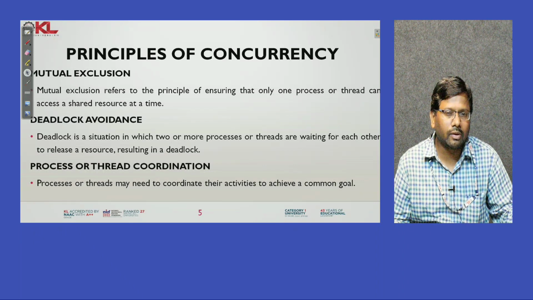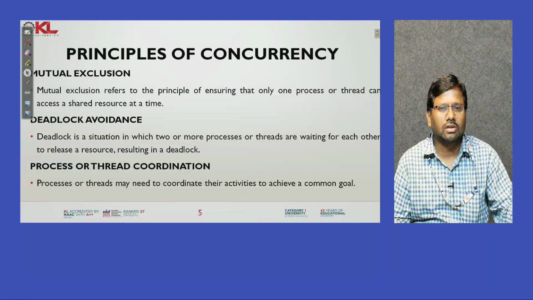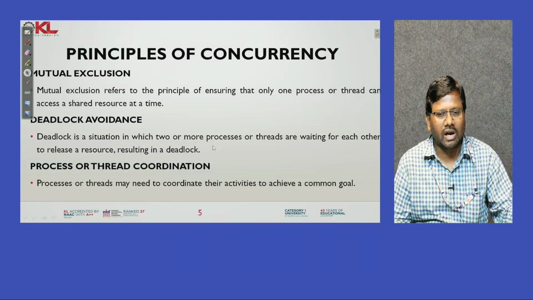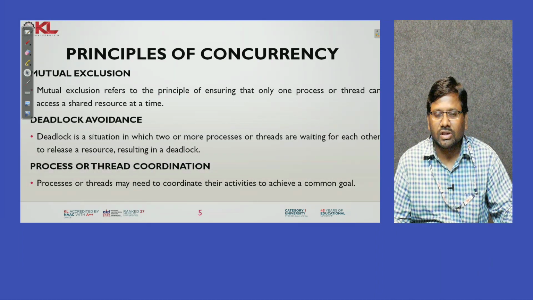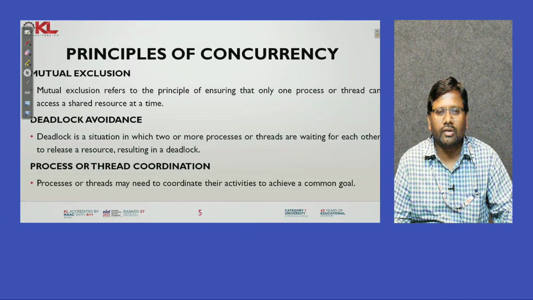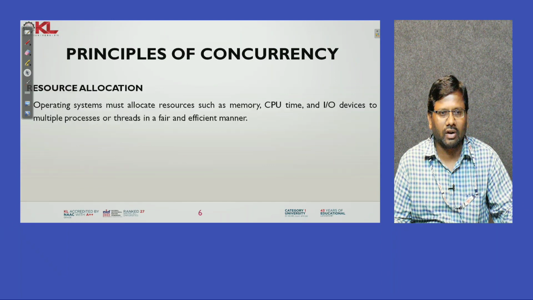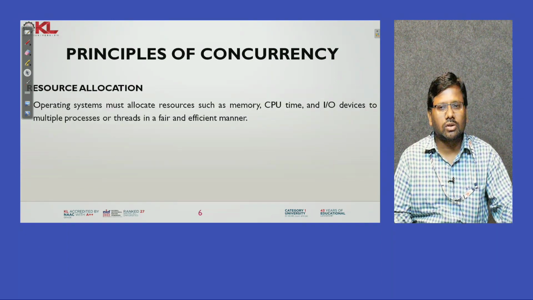So it is very important to see that deadlocks could be avoided. That could be achieved with the concept of concurrency, that is, process or thread coordination. As we have discussed, there should be good coordination among the processes and the threads, because they need to work on a common goal. If there is good coordination among them, definitely we could achieve concurrency. And then, resource allocation.